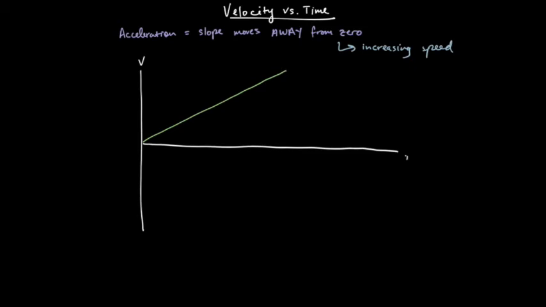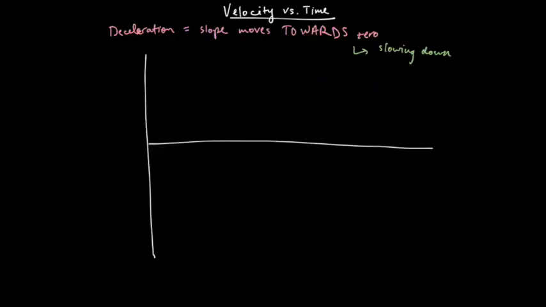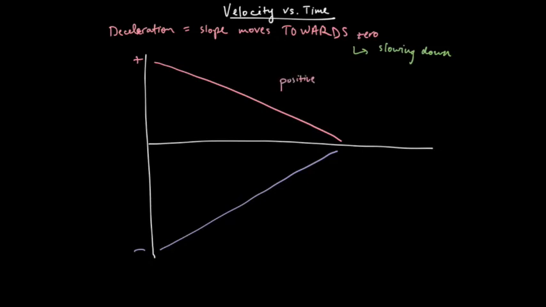Next is acceleration. Slope is moving away from zero. That means it's increasing its speed away from the zero line. Positive is above, negative is below. They both accelerate away from the zero line. Deceleration, in converse, is the slope is moving towards zero. It's slowing down. Goes from a higher magnitude of speed to a lower magnitude of speed.